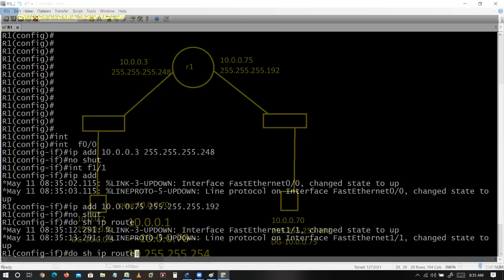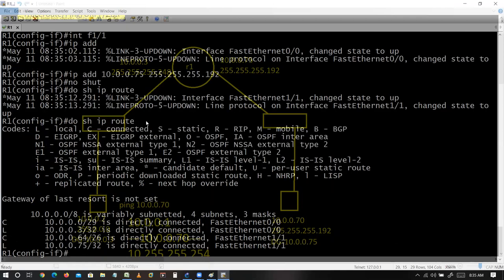So whenever you want to configure the same range, you have to just verify the mask. The mask should be different, so this will make the network ID different, right? So for this LAN, the network ID is 10.0.0.0. For this LAN, the network ID is 10.0.0.64. Okay.